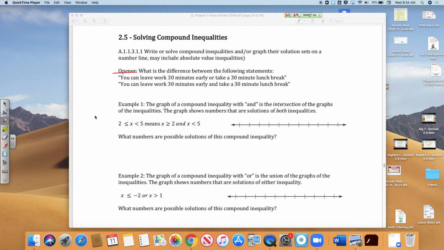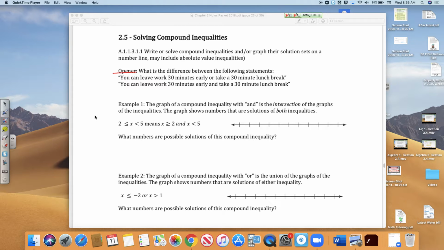Yes, so one uses or and the other one uses and. And that is going to change it a lot because in the first one, you can only do one thing. Either leave work 30 minutes early or take a 30-minute lunch break. The second one sounds better because you can do both. You can leave 30 minutes early and also take a 30-minute lunch break. So you actually get more time off in the second one than you do in the first one.